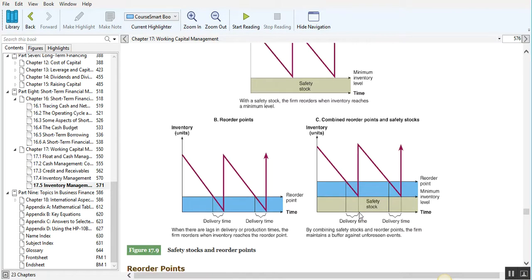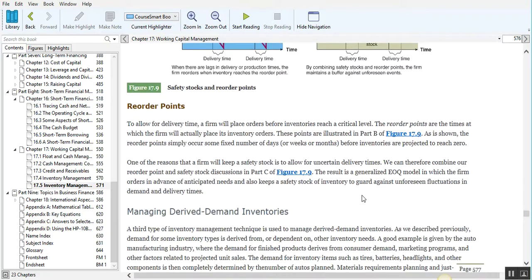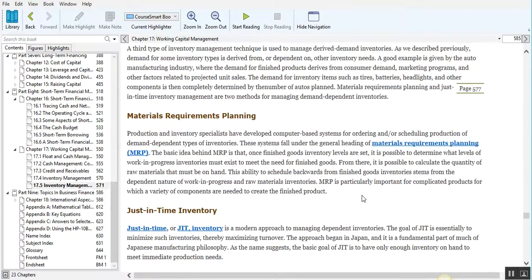So there's a combination where you need to think about the safety stock level. That is the level you want to keep on hand at all times so you don't run out. But then you need to time it so that you get the order in before you get below the safety stock. And that's a reorder point, and that's what they're calculating there.